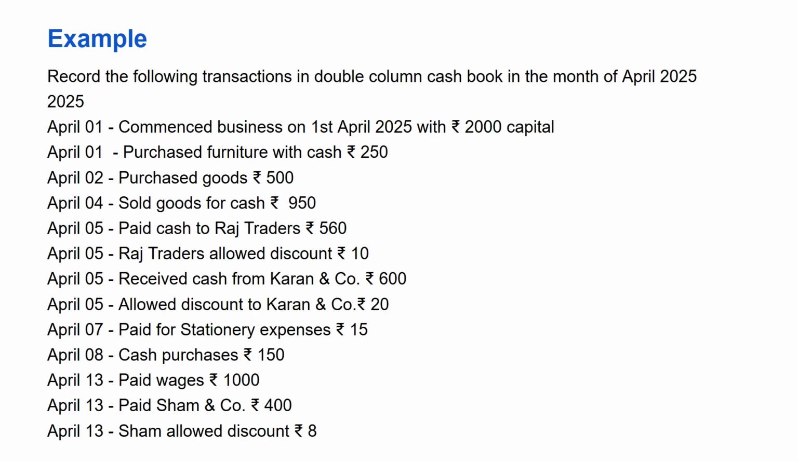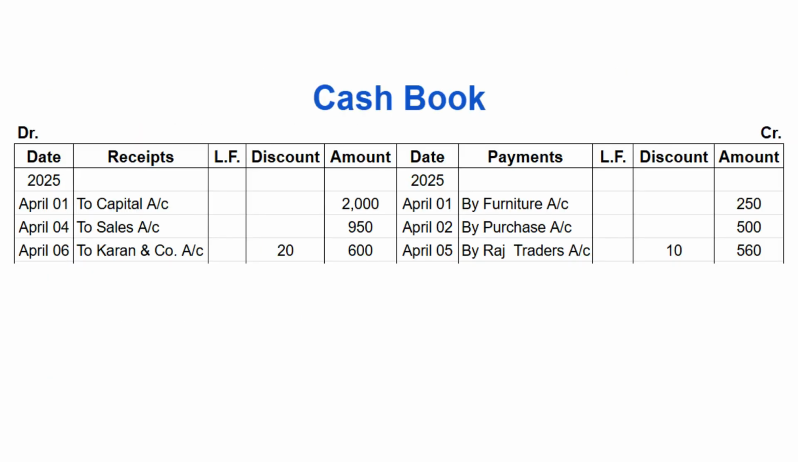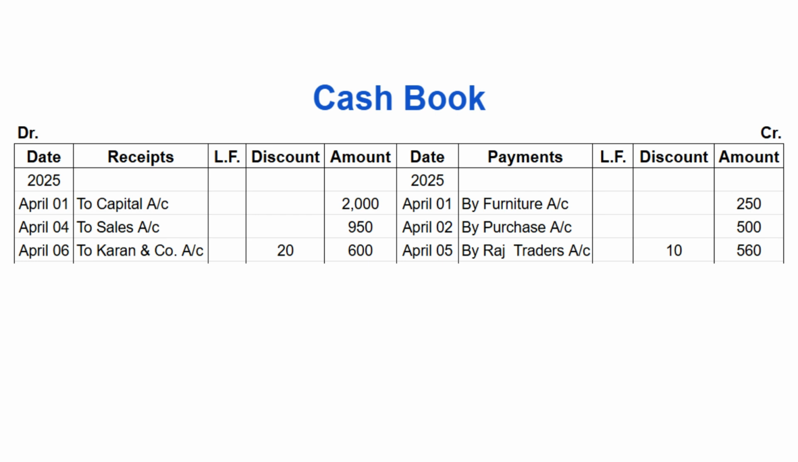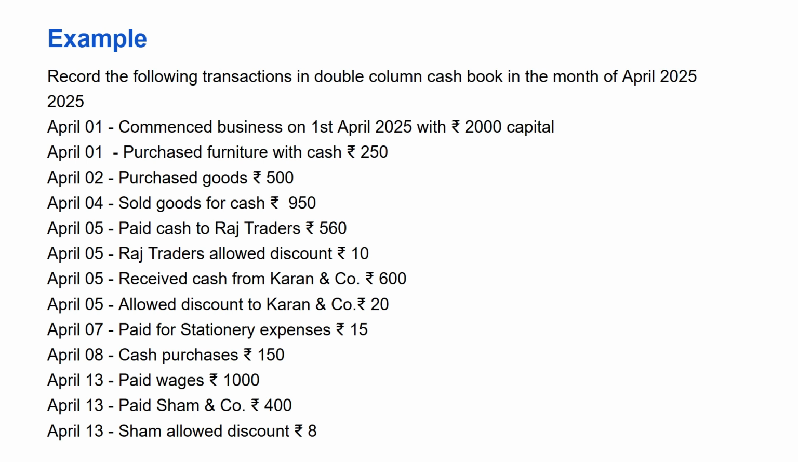Let's see how we'll record it. Debit side, April 5th to Karan and Company rupees 600 in the amount column and rupees 20 in the discount column. We received part in cash and allowed discount. Cash increases, so it is debited, and discount allowed is an expense, so it is debited. Next, April 7, paid for stationery expenses rupees 15.